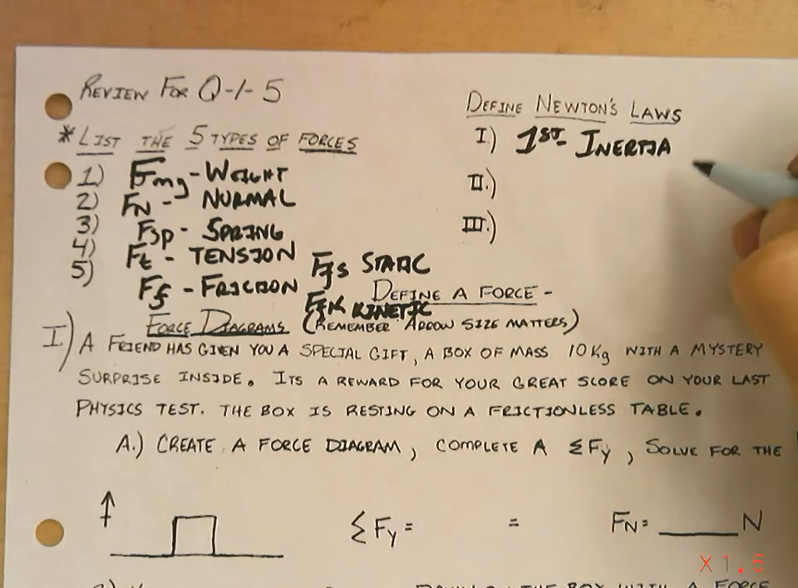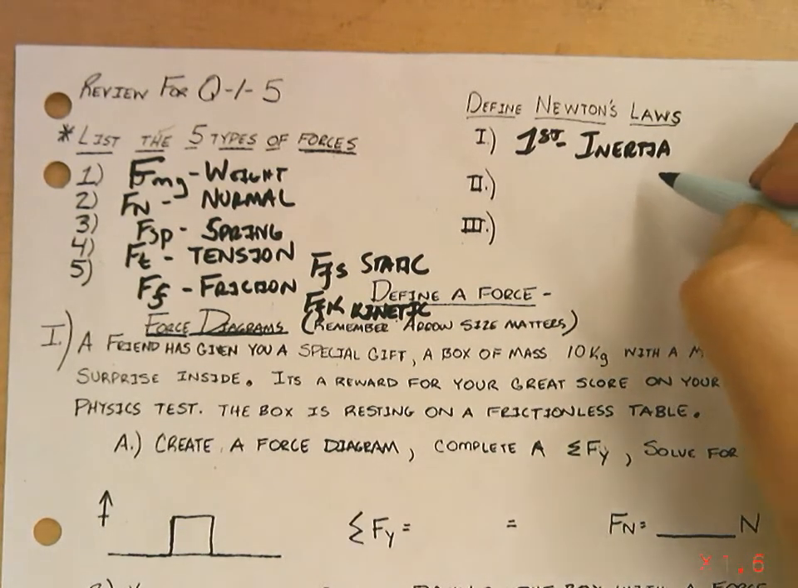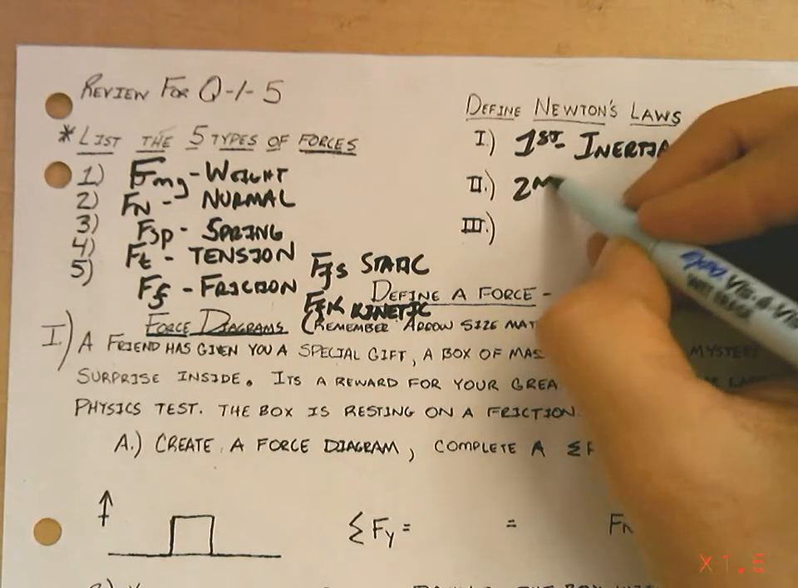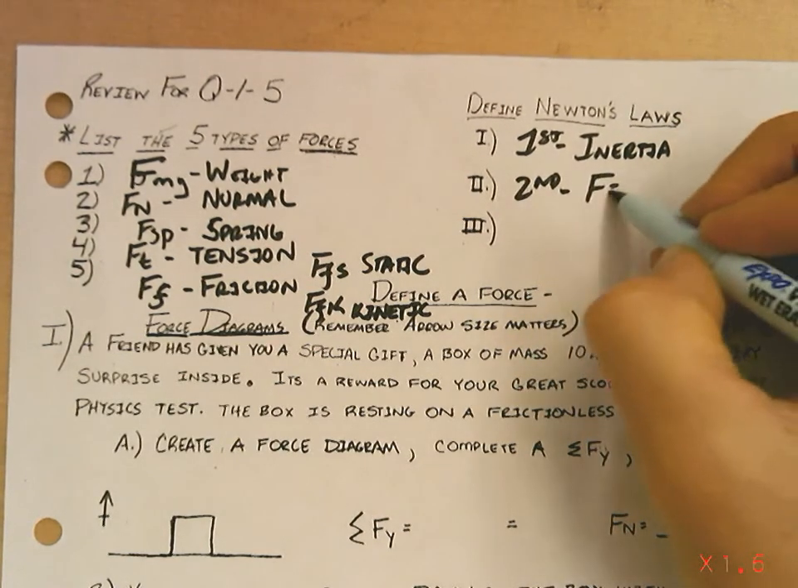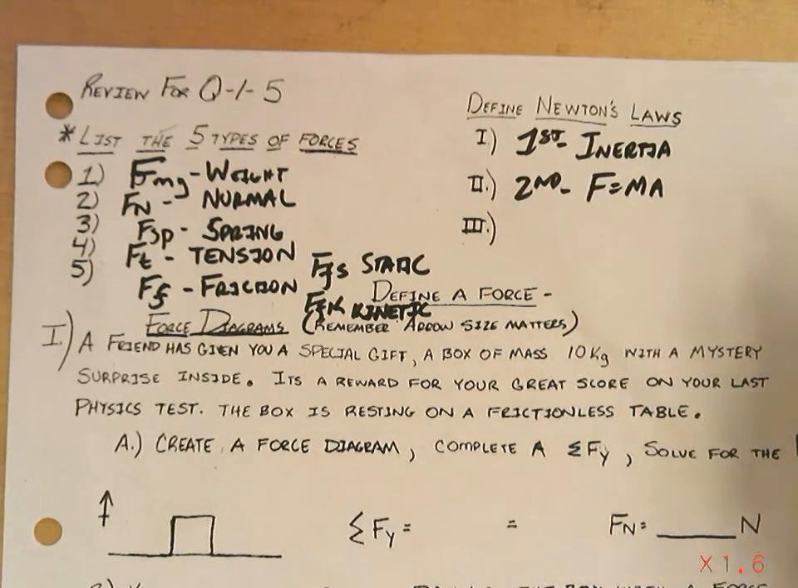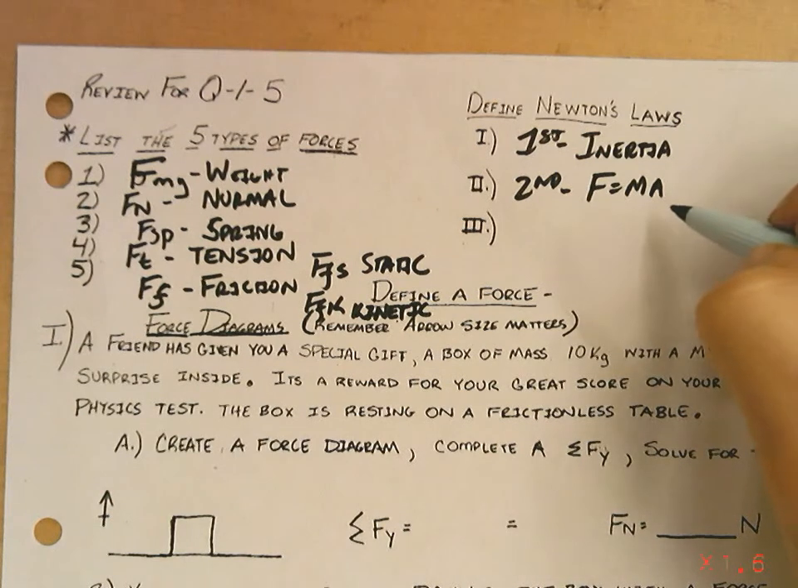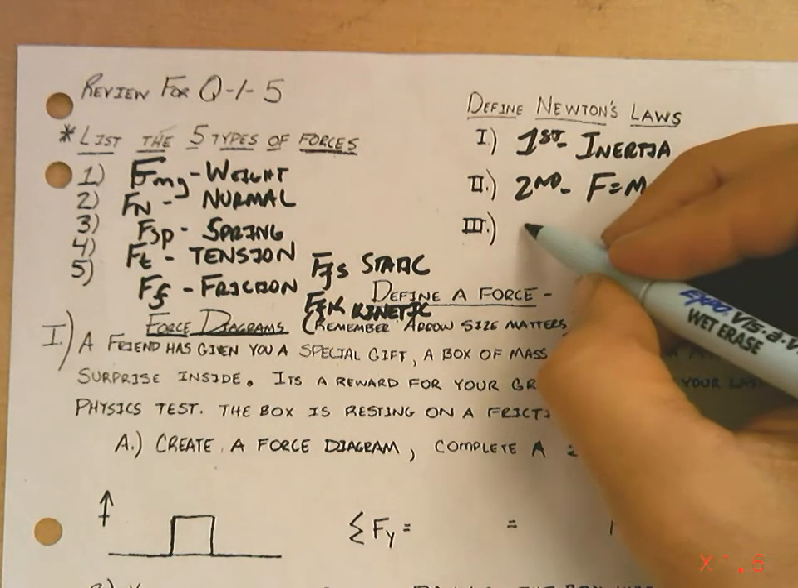Newton's first law, one word, inertia. Objects at rest have a tendency to stay at rest. Objects in motion have a tendency to stay in motion. Second law, we can break that down into F equals ma. Every time we sum our forces, we're going to end up setting it equal to 0 or ma. So unbalanced forces give us acceleration, while balanced forces give equilibrium.